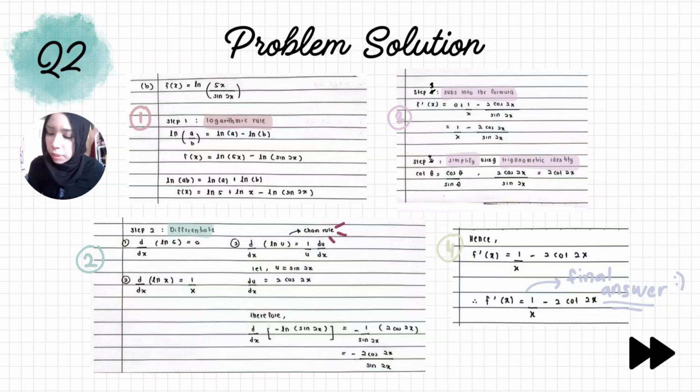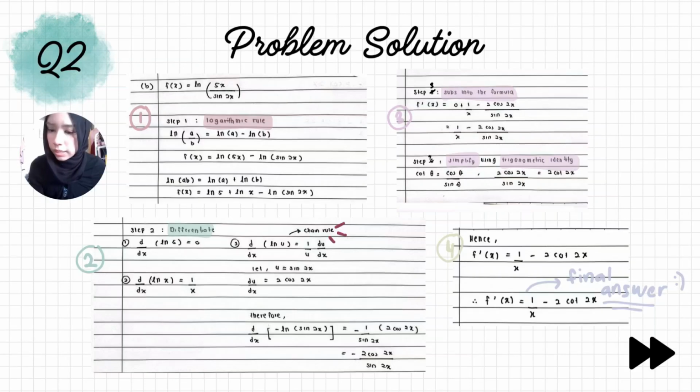First, I apply the logarithmic rule: ln(A over B) equals ln A minus ln B. So f(x) becomes ln 5x minus ln sine 2x. Next, I use another logarithmic rule: ln(AB) equals ln A plus ln B. Therefore, ln 5x can be written as ln 5 plus ln x. So the function becomes ln 5 plus ln x minus ln sine 2x. Now I differentiate each term. The derivative of ln 5 is 0 because it is a constant.